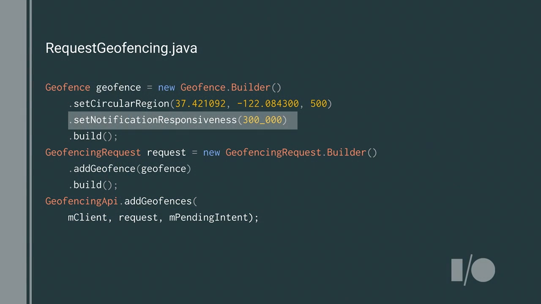This code sample shows how to incorporate geofencing into your apps. You define up to 100 circular regions of interest and register for notification. I've highlighted the set notification responsiveness call because it's very important for minimizing power consumption. It specifies the delay you can tolerate in receiving notification when the user enters or exits a geofence. So your app should set this to be as high as is reasonable for your use case.